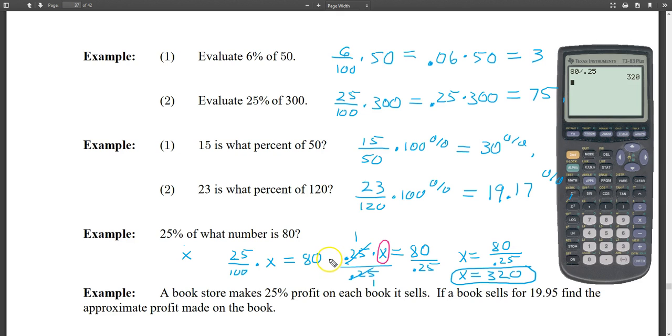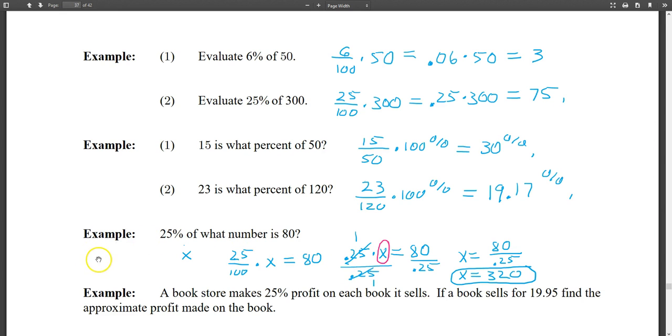And you might have recognized that right away. You don't necessarily need to do this algebra because you could recognize, well, 25%, that's 1/4. And so what I want is I want 80. So our answer is going to be 80 times 4, right? And 80 times 4 is 320. Okay, so you may have thought of it like that, which is fine.